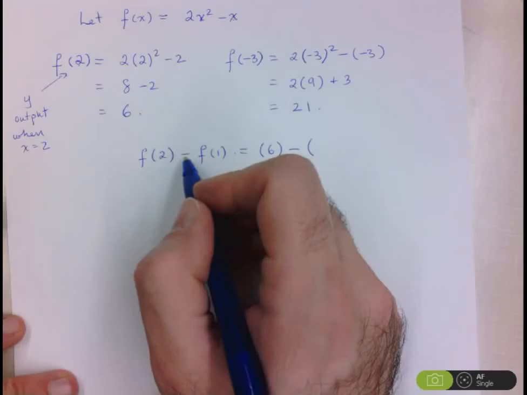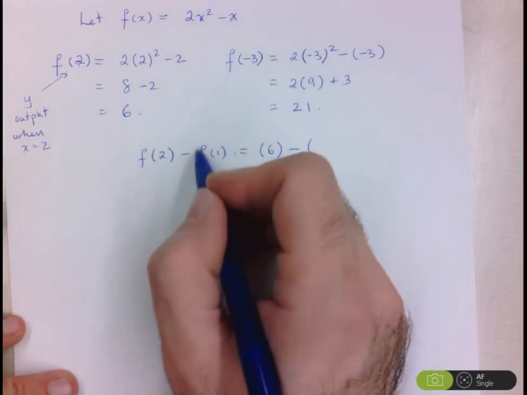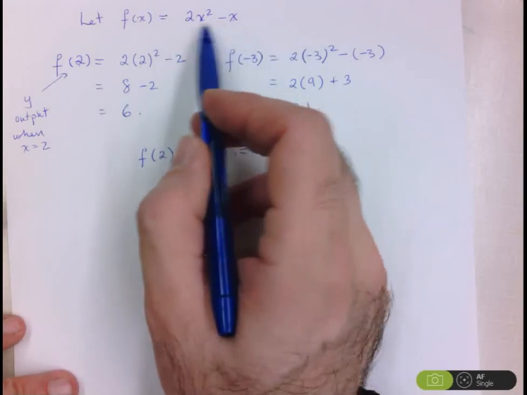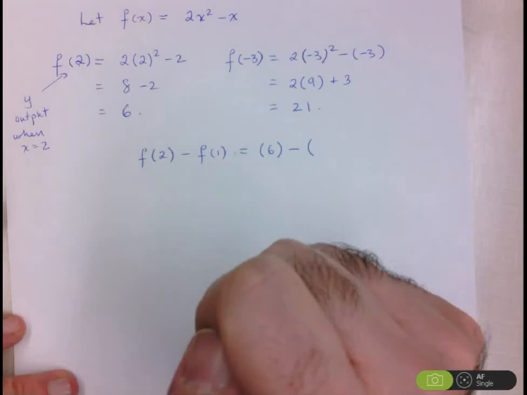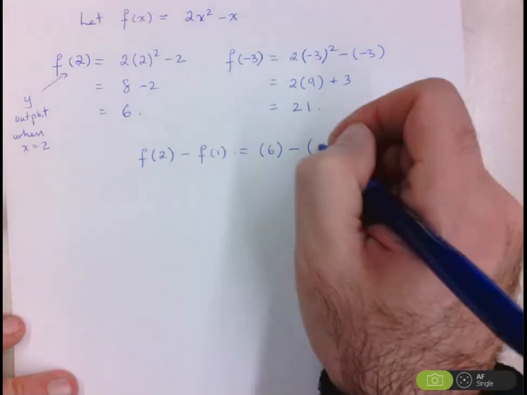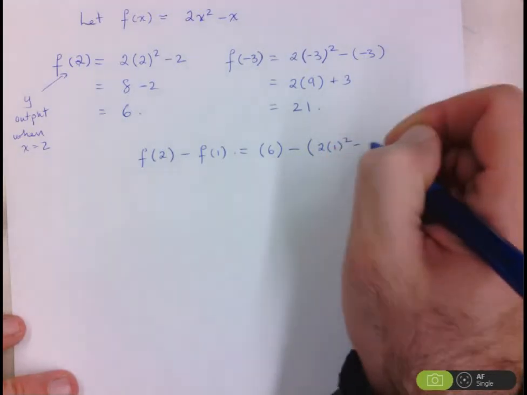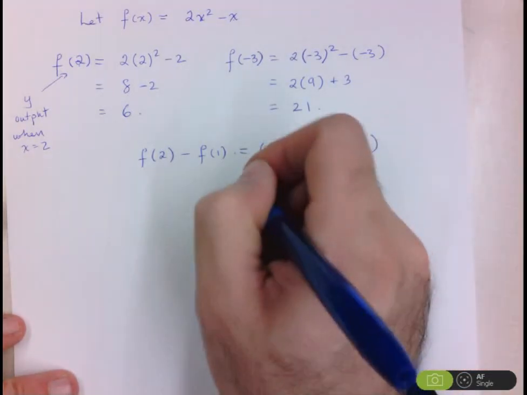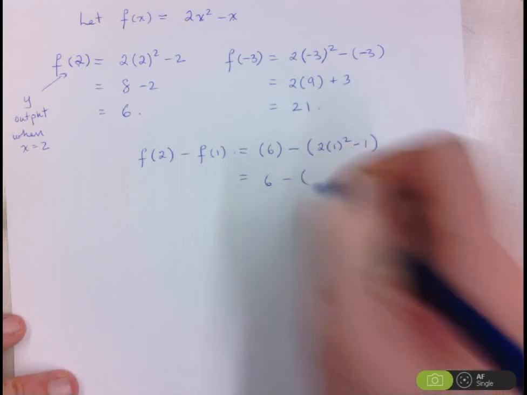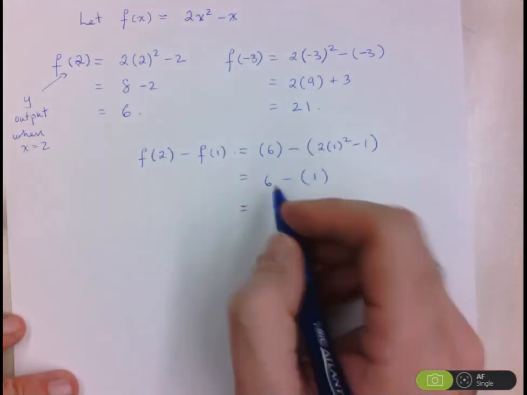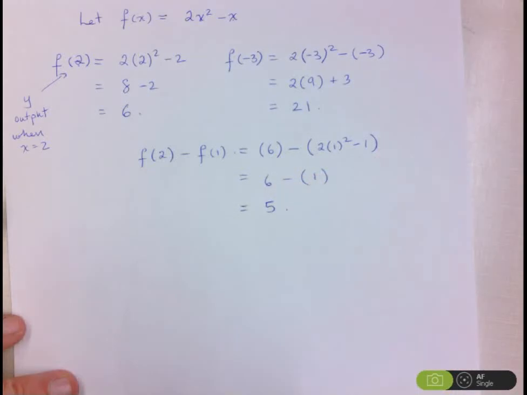Notice here, I'm subtracting this expression f at 1, but that expression has a few components in it. That's why I'm going to make sure I use brackets. So now I can input 2 times 1 squared minus 1, and now I'll just keep simplifying. So here we have 2 minus 1 is 1, and then finally 6 minus 1 is 5.